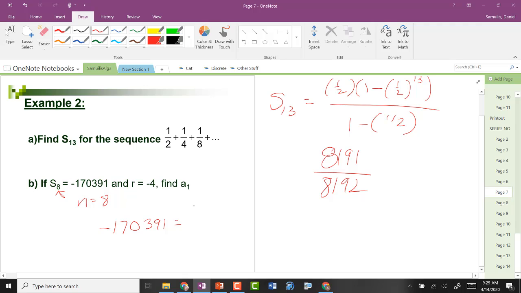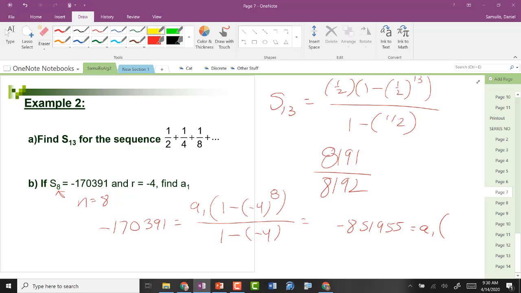I'm looking for the first term, which I don't know. And then I have 1 minus the common ratio, which is a -4. And I do know that I'm taking that to the 8th power. And then I have 1 minus a -4. All right, so again, be careful when you're simplifying all these values. This is equivalent to 5. So I'm going to go ahead and just get rid of that denominator right now. If I take this value times 5, I end up with a negative 851,955. That's equal to a sub 1.